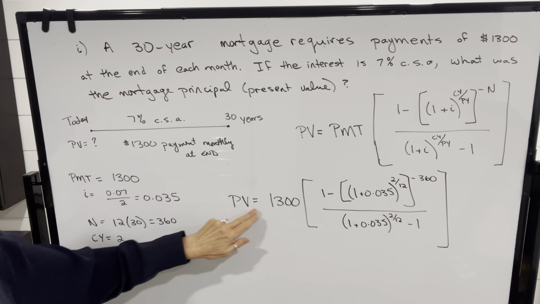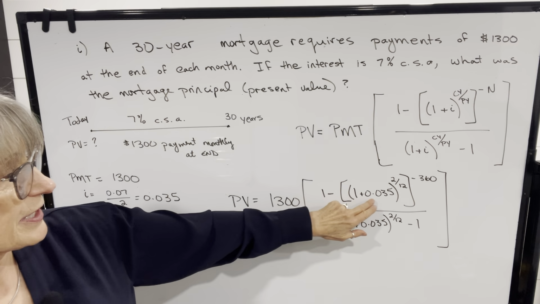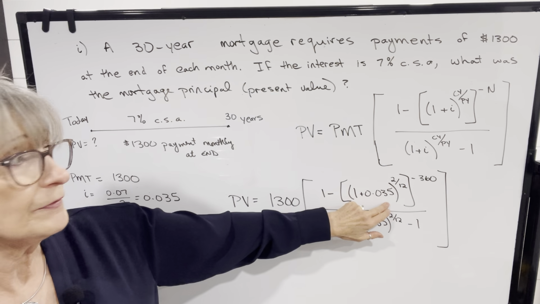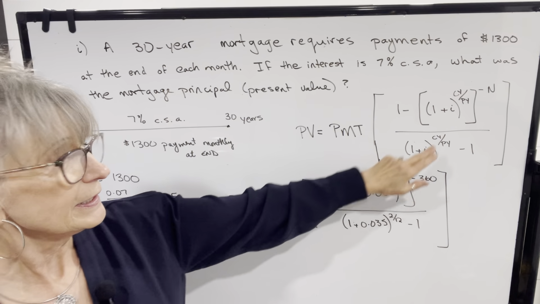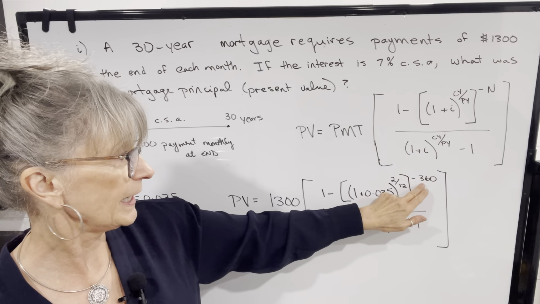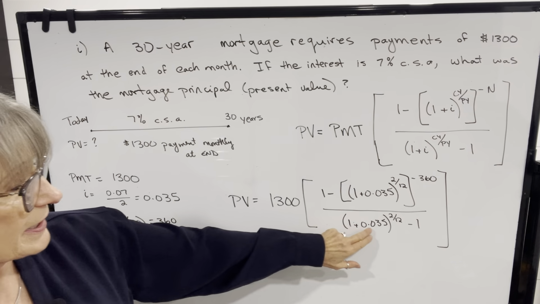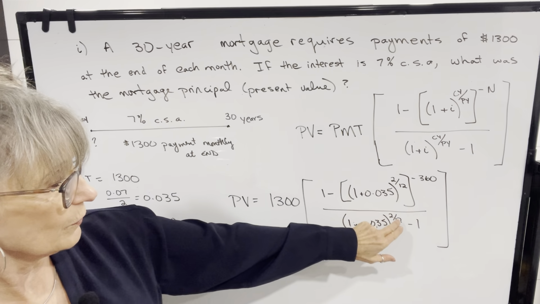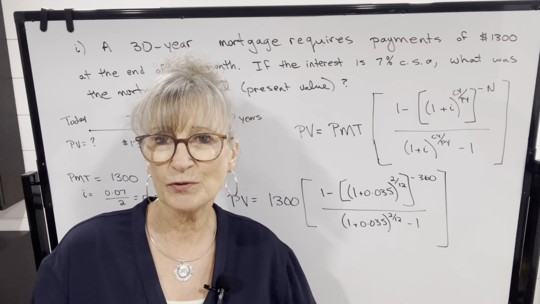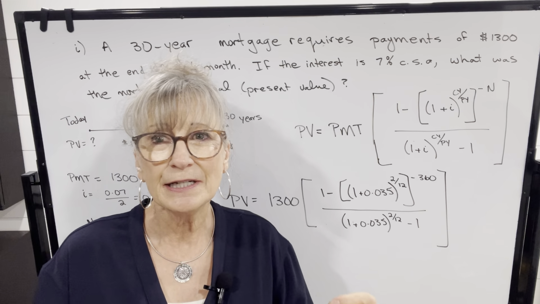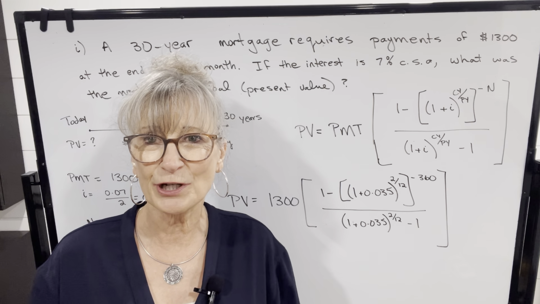So we'll have present value equal to $1,300 times 1 minus 1 plus i, so 1 plus 0.035, to the exponent CY over PY, which will be 2 over 12, then to the exponent of negative n, which is 360. In the denominator, we'll have 1 plus i to the power of 2 over 12, minus 1. If you want, you could simplify this before throwing all of this into your calculator. It depends on how comfortable you are using the brackets and the order of operations.